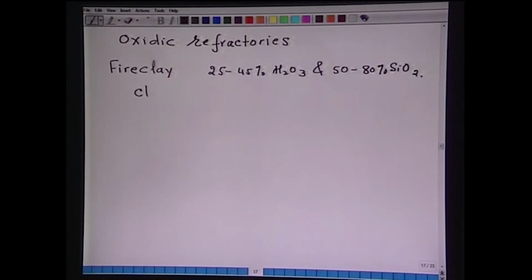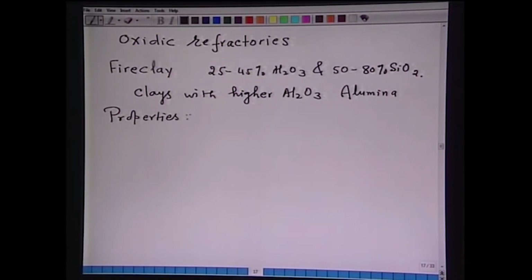Clays with higher Al2O3 content are called alumina refractories. Now, the properties of these refractories: the porosity varies in between 9 to 24% depending on the firing temperature. At high temperatures, fire clay refractory combined with alkalis such as soda and potash.